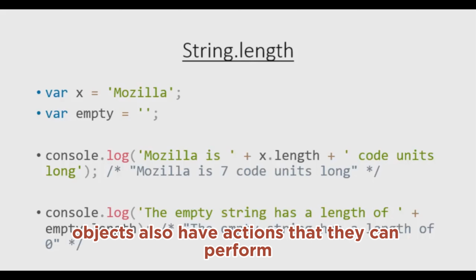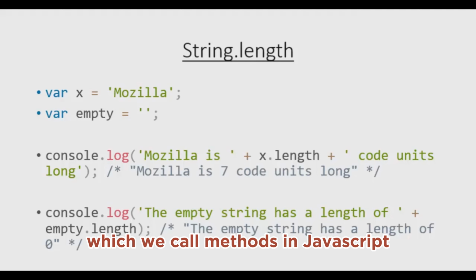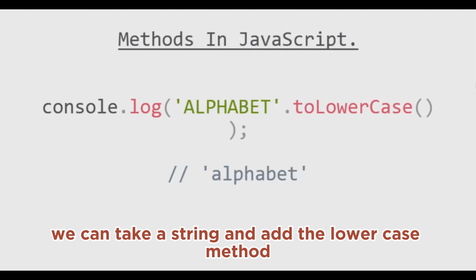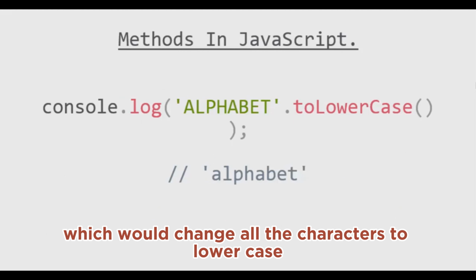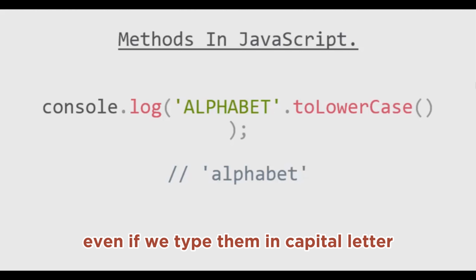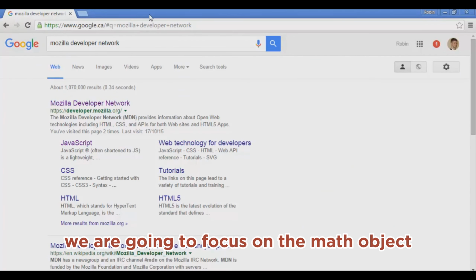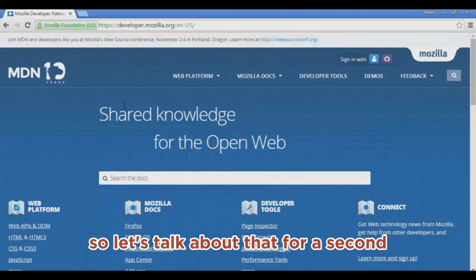Objects also have actions that they can perform, which we call methods in JavaScript. For example, we can take a string and add the lowercase method, which will change all the characters to lowercase even if we type them in capital letters. In this lesson, however, we are going to focus on the math object. So let's talk about that for a second.